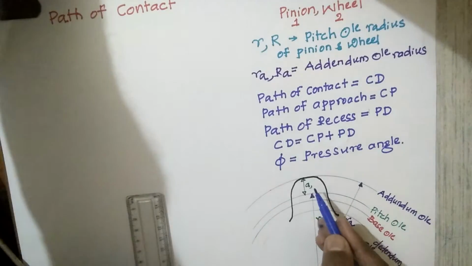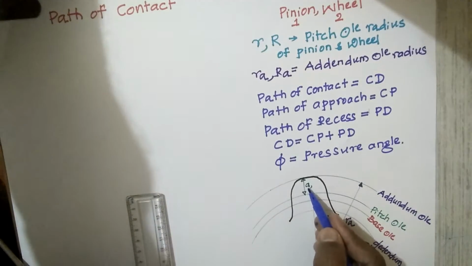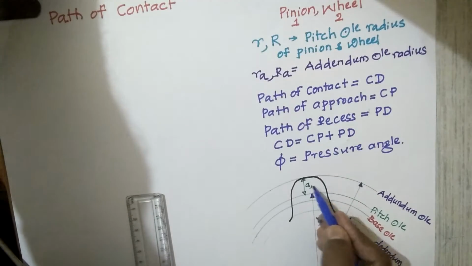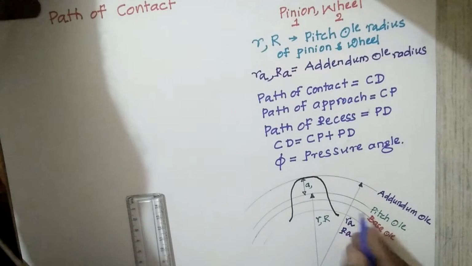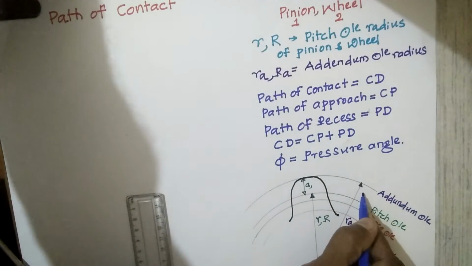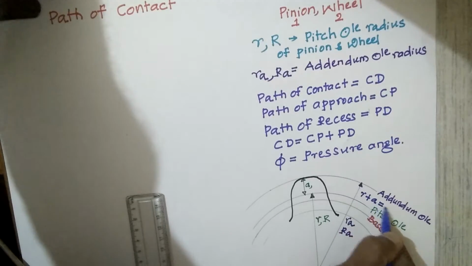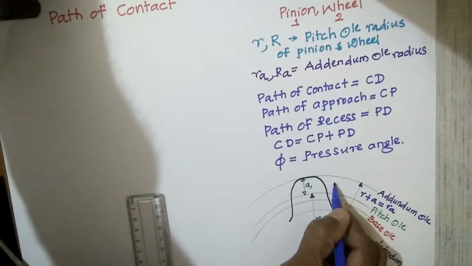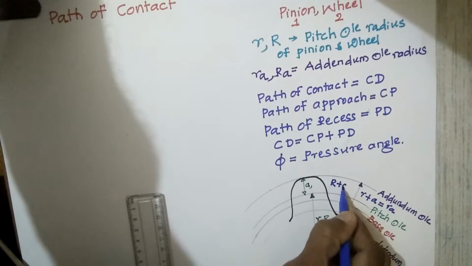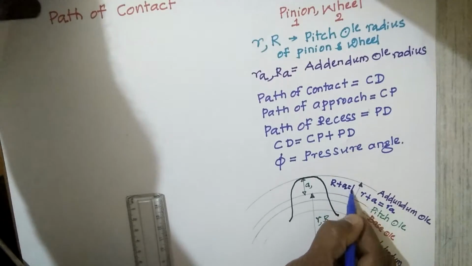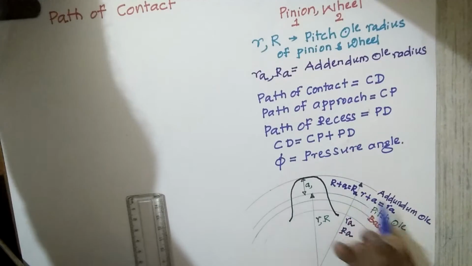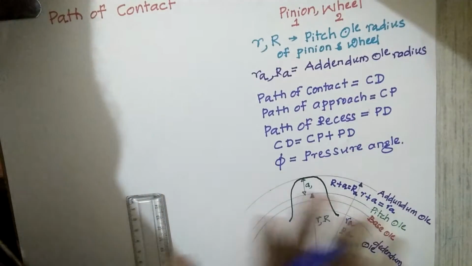One more important thing: here A is the height of the addendum. The addendum circle radius equals R plus A, which I can say is ra for the pinion. For the gear, it is capital R, the pitch circle radius, plus the addendum height, which I take as Ra. Both are the same. I hope you got it.